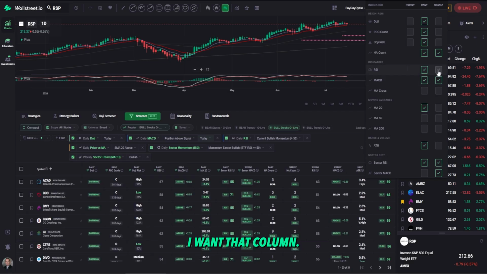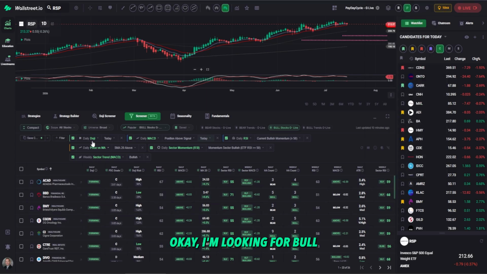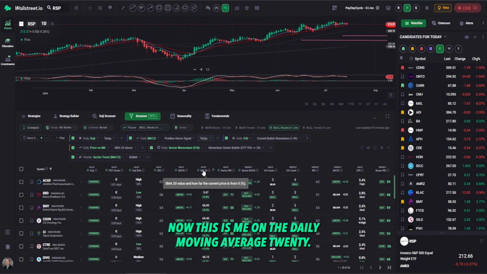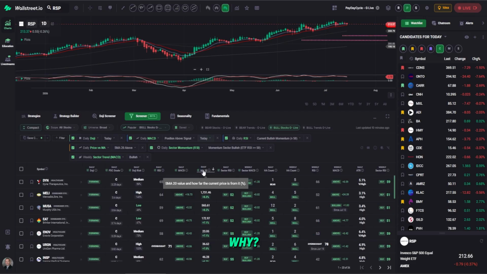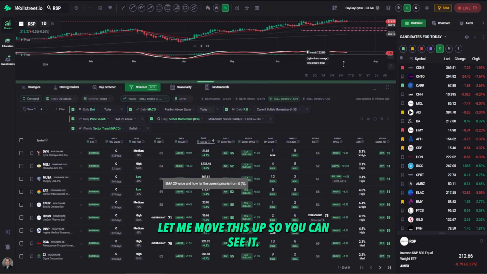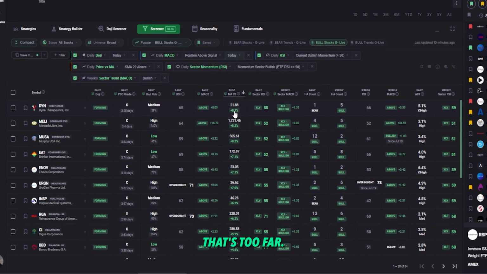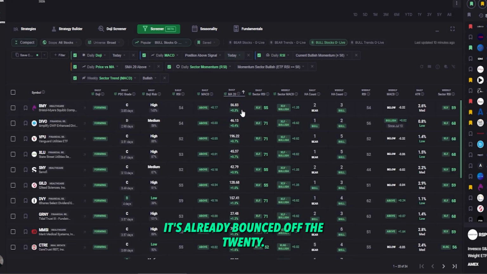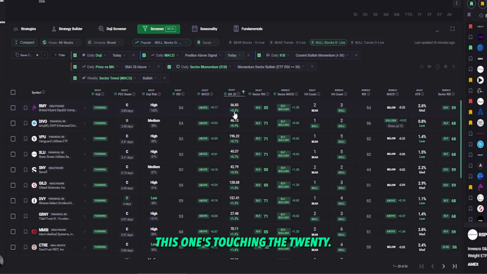I want that column. And yes, in here, I can say, okay, I'm looking for bull stocks. I like to sort, now this is me, on the daily moving average 20. Why? Because when it's on the 20 right here, let me move this up so you can see it. That's too far, 8%. It's already bounced off the 20. This one's touching the 20. It's 0.3. It's in healthcare.